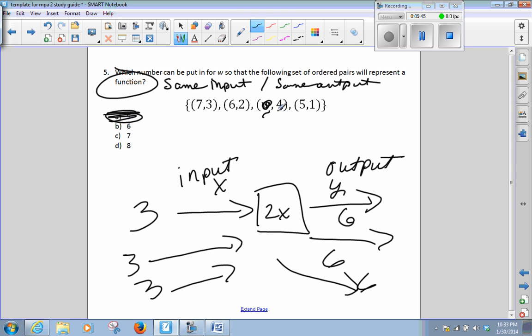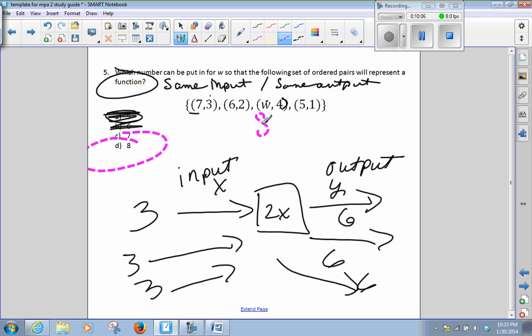So what if I put in a 6? Of course, I've got the same input again without the same output, so that can't be it. But if I put in a 7, same problem. Got the same input, but with different outputs. The only one that works is if I put in option D, which is 8.